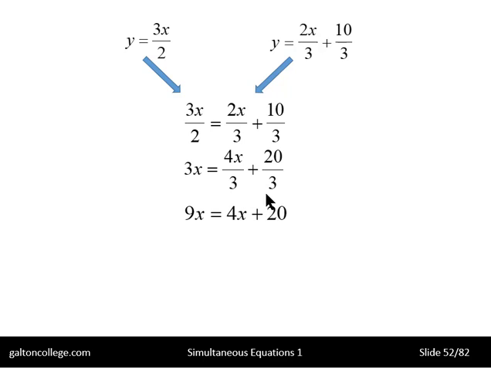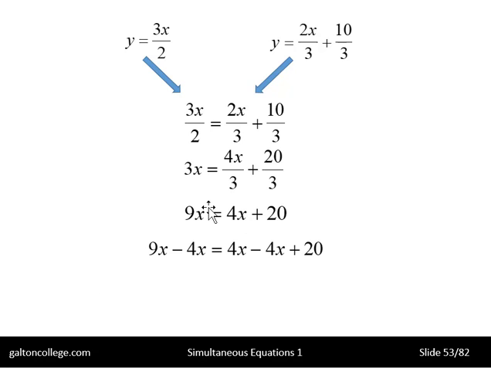We can get rid of the 3 by multiplying everything by 3 now. So if we multiply by 3, we get 3 3's, 9x. Well, that 3 just cancels, and that 3 just cancels. So it's 4x plus 20. 9x equals 4x plus 20.